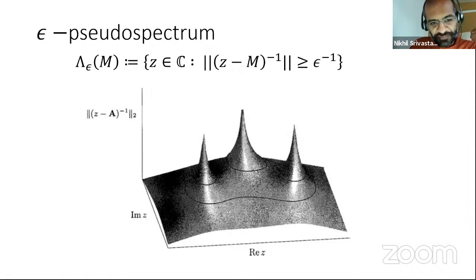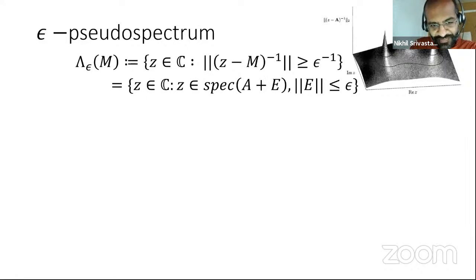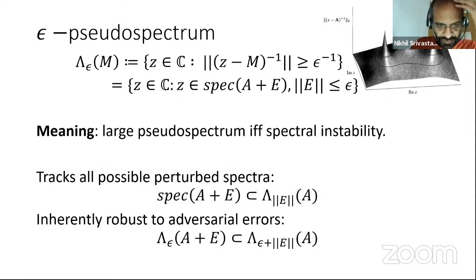So why is this relevant? First of all, it's a nice exercise to see that the epsilon pseudospectrum of a matrix is just the union of spectra of all matrices that you can get by perturbing that matrix by a matrix of norm at most epsilon. So the meaning of pseudospectrum is that a matrix has large pseudospectrum if and only if it has unstable spectra. The pseudospectrum simultaneously tracks all possible perturbed spectra of the matrix. And this concept is inherently robust to errors: if you take a matrix and perturb it, the pseudospectrum doesn't change too much, just by the way it's defined.